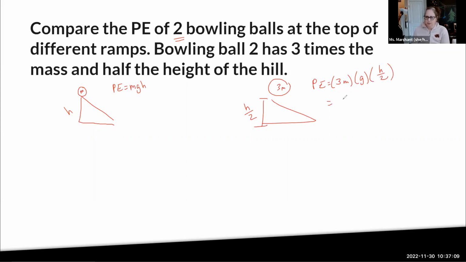So when I look at that, what do I have left? 1.5 mgh. So the second bowling ball is going to be 1.5 times the first one.